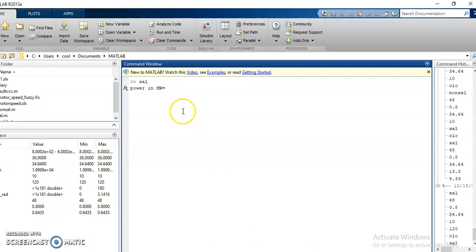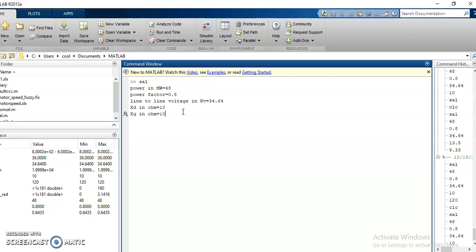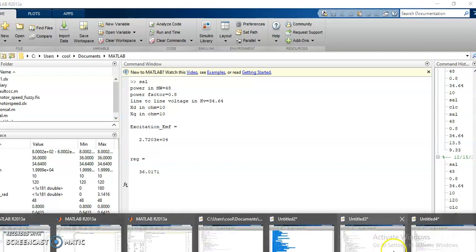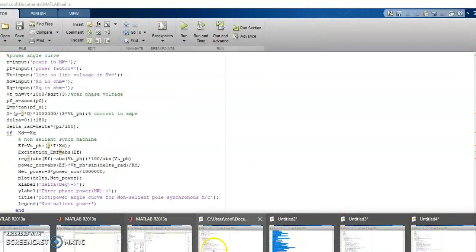Okay, so now power is how much here? 48. Power is 48. What is the power factor? 0.8. What is the line to line voltage? 34.64, in the problem only they will give. We are doing non-salient, both are equal, so I am writing 10 for both here. Once you execute, for efficiency and regulation we are getting the waveform here.